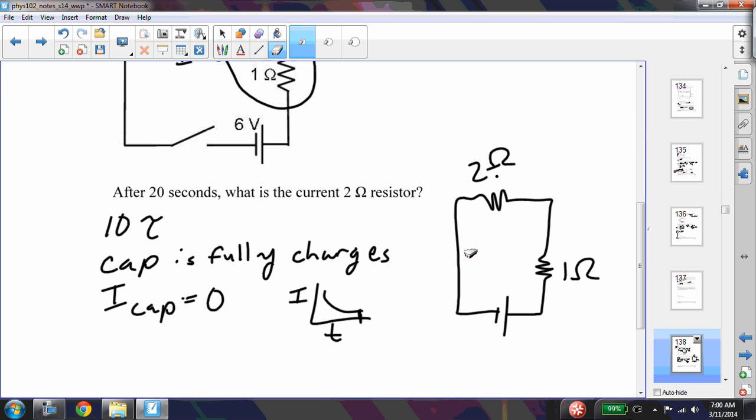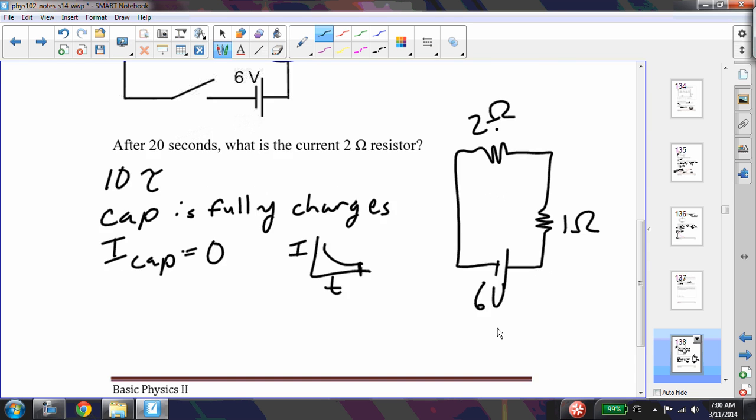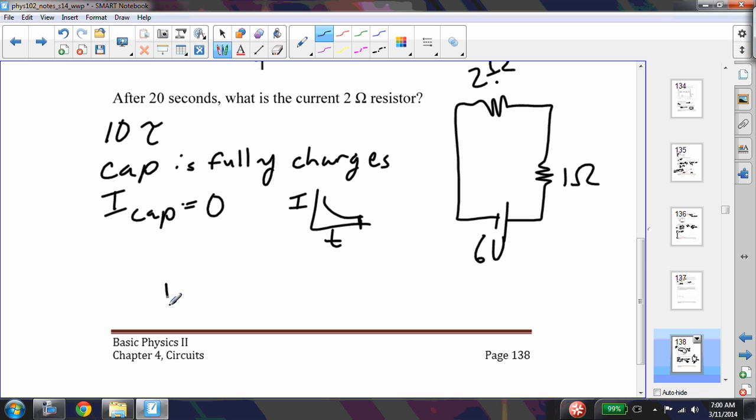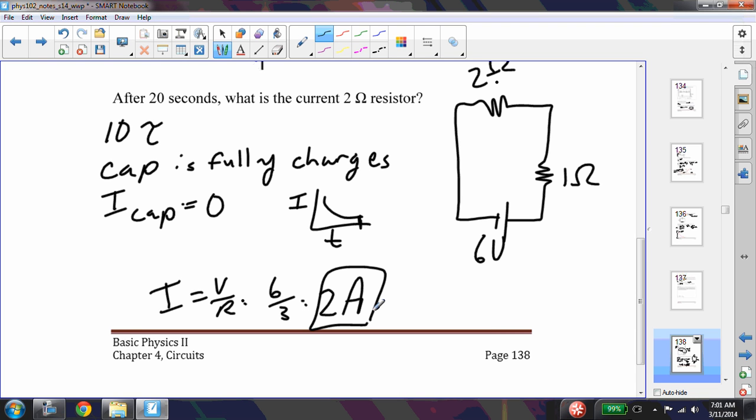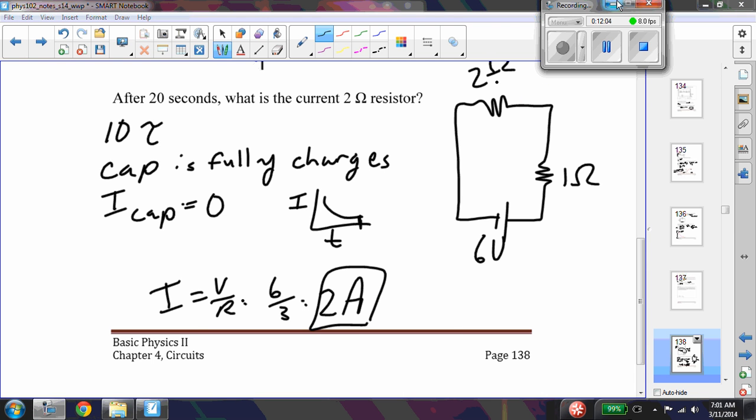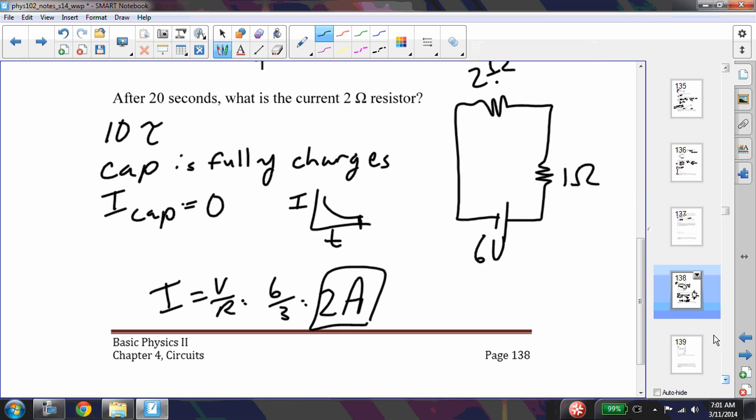So if I want to know the current here, I have a 6-volt battery going through 3 ohms, equivalent resistance. So I is V over R, that's 6 over 3, which is equal to 2 amps. So that's my answer. The point here being that the capacitor is fully charged, and so it is no longer charging. We're going to carry on and we'll do the next one.